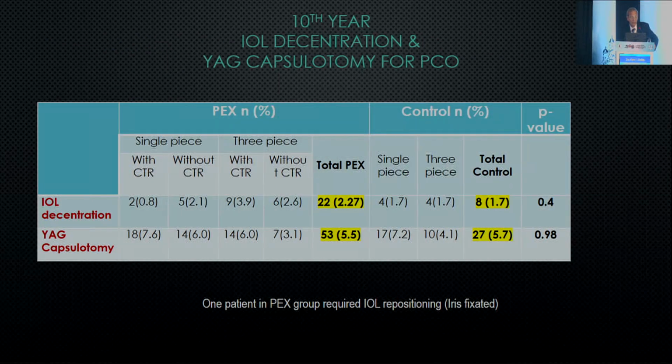Means are deceiving. What about IOL decentration? Do you need a CTR? No, you don't need a CTR. There's no difference. What about capsulotomy? Is there an increased risk of capsulotomy in people with pseudoexfoliation? Nope, no difference whatsoever. And no difference in 1-piece and 3-piece IOL, and no difference between CTR and no CTR.